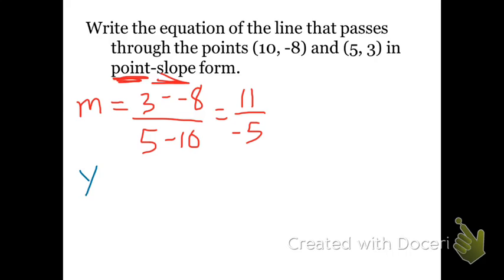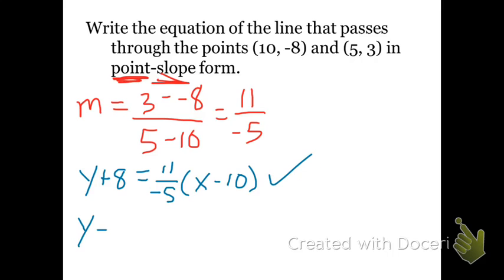One of them being y plus 8, since it'd be y minus -8, you'd rewrite that as y plus 8, is equal to 11 over -5 times x minus 10. So that's one correct answer. If you got that, give yourself a pat on the back. Nice job. Another correct answer would be using the other point. So we'd write y minus 3 equals 11 over -5 times x minus 5. That's also correct. If you got that one too, nice job.